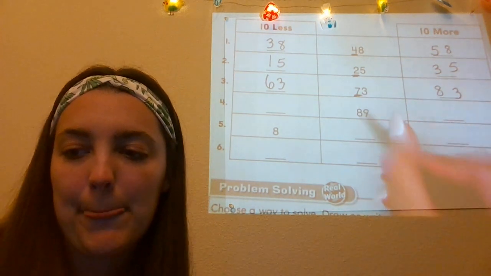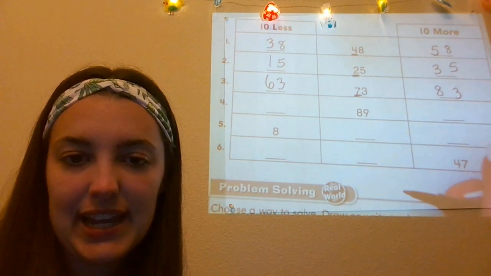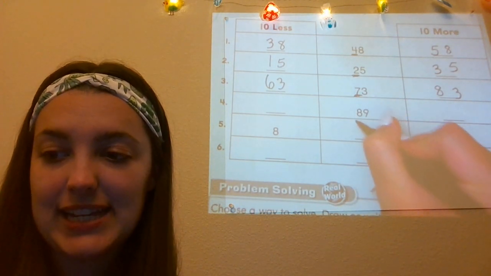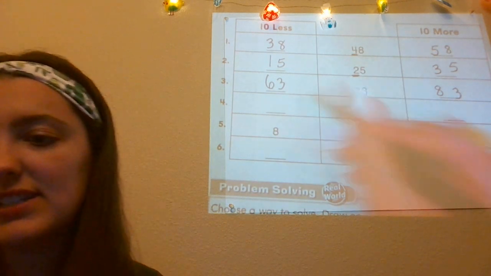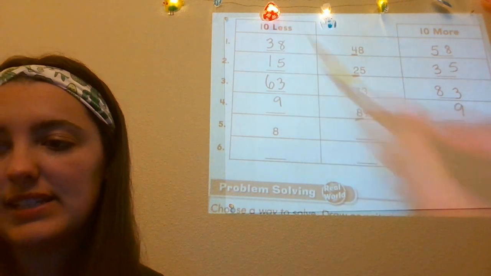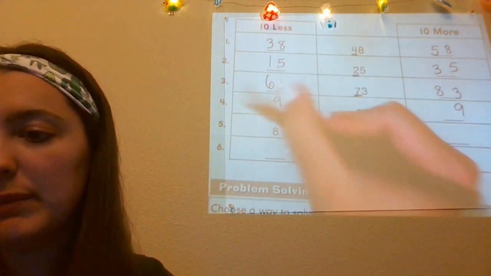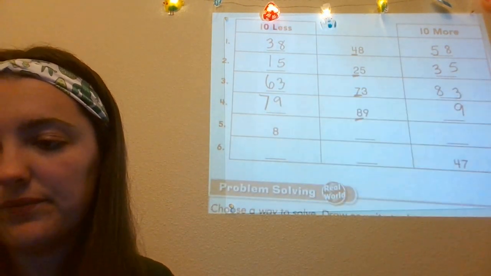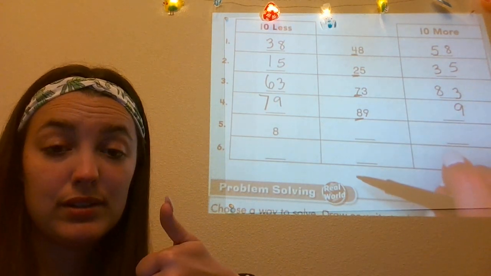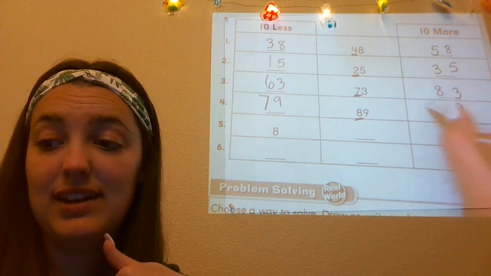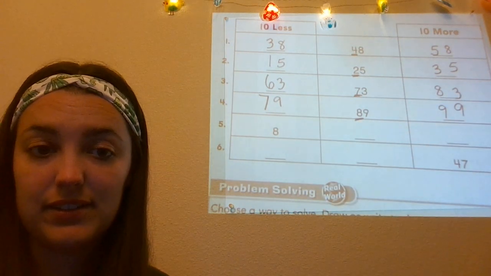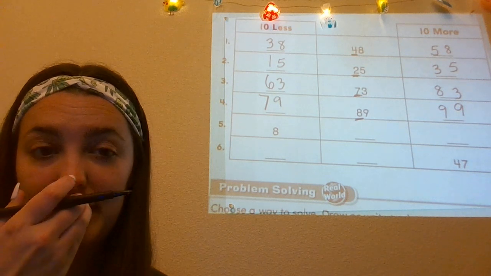Which one's going to change, the 8 or the 9? The 8. 8's going to change. 9's going to stay the same. If I want 10 less, that means this 8 has to go down. I'm going to make it a 7. If I want 10 more, that means the 8's got to go up. 8, 9, 79, 89, 99. Okay?